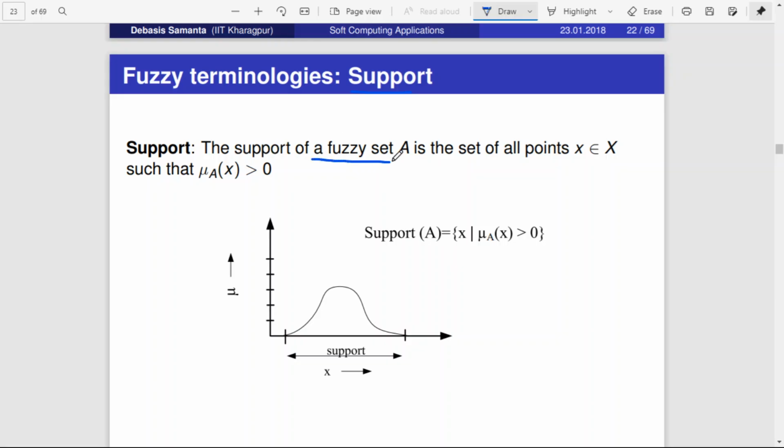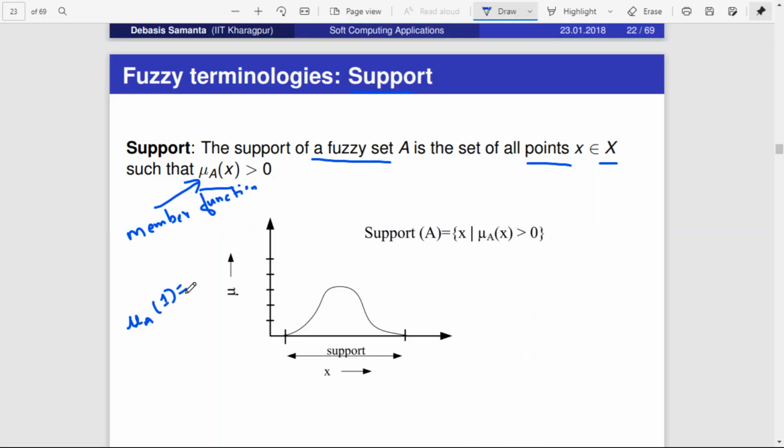The support of a fuzzy set A is a set of all points x which belong to some universal set such that mu A of x is greater than 0. So this mu A is nothing but the membership function. x can take anything. If you take this as the plot, you plug in some values for x. Say for example mu A of 1, so in that case x is 1.